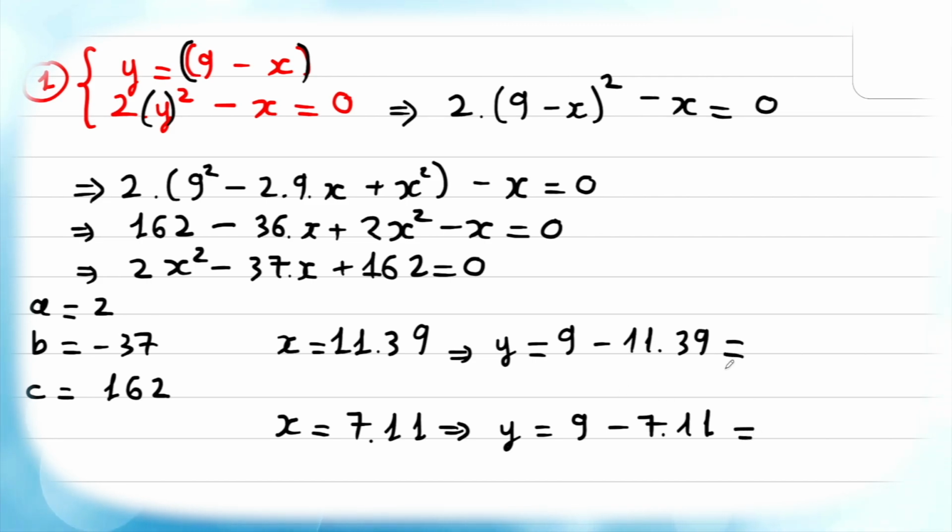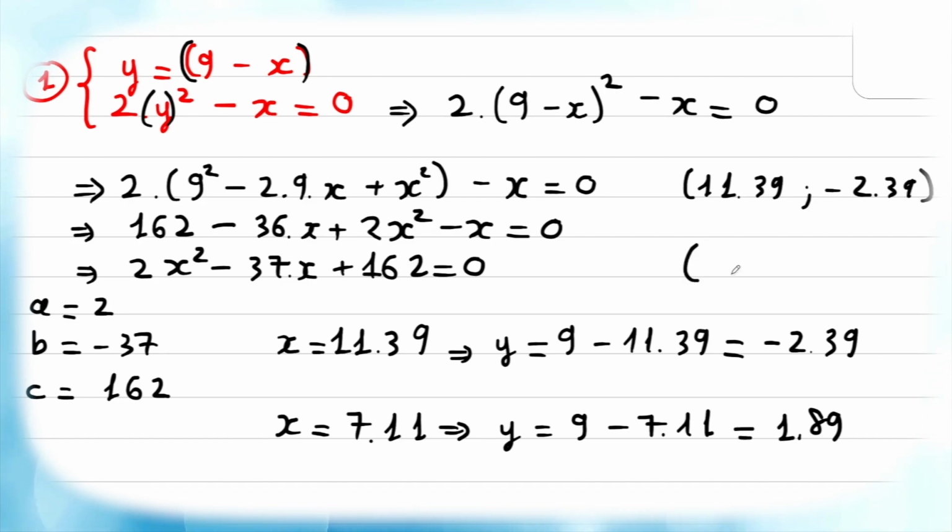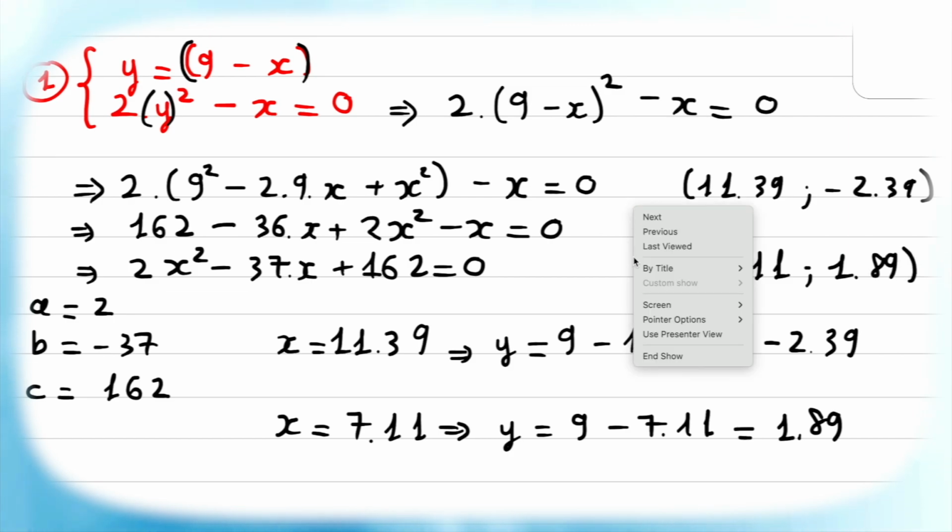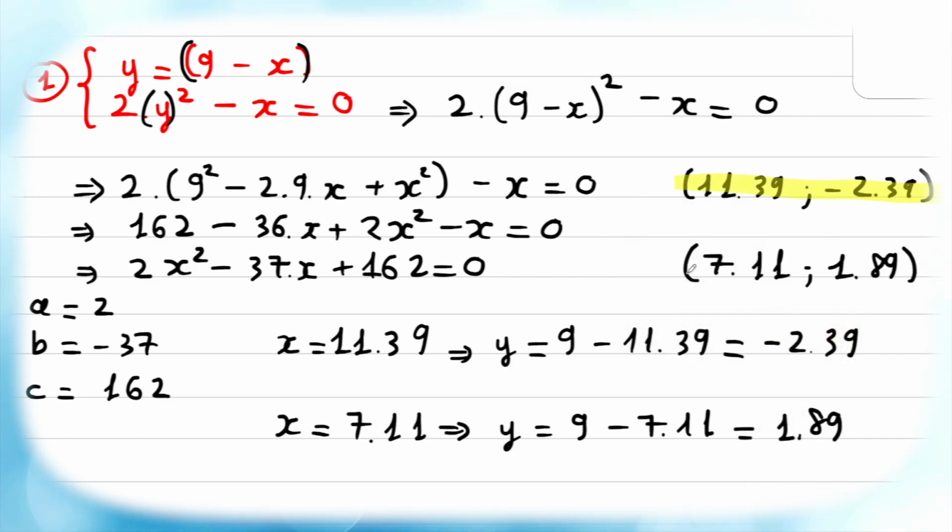The first one we get is 9 minus 11.39, which is equal to minus 2.39. And the second solution for y is 1.89. So the two points for this equation are 11.39 and minus 2.39, and 7.11 and 1.89. So you get the point here and the point here, the two solutions. Here are the two solutions for this question. We finished question 1.